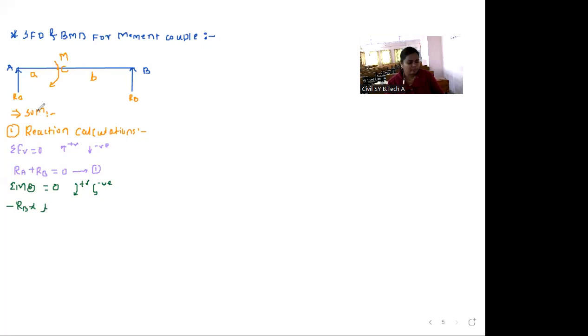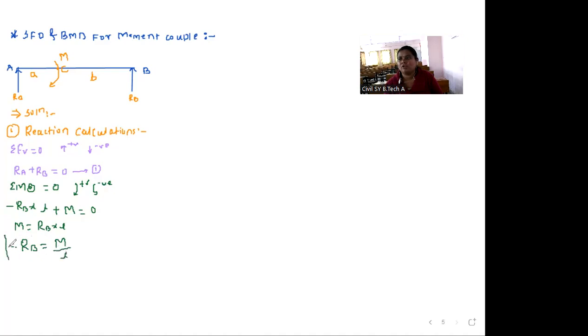After that, this movement is there and this is clockwise. So plus M. Here we do not need to multiply by perpendicular distance because the movement is given. So minus RB into L, which is equal to 0. Now we will shift this RB into L to the right side. So M is equal to RB into L. Therefore RB is equal to M divided by L.